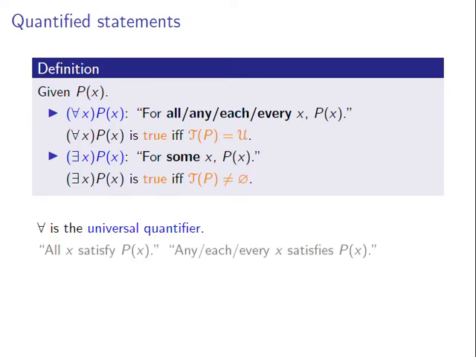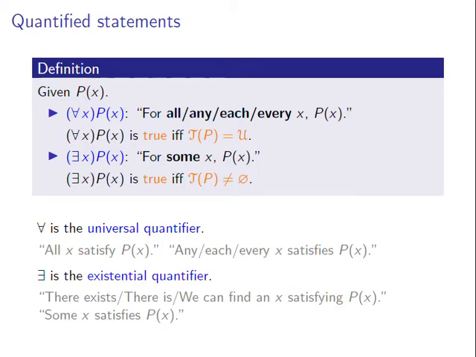The quantifier for every is called the Universal Quantifier and is denoted by the upside-down letter A. The word every could be replaced by the words all, any, and each. The sentence for every x, P of x could also be stated as all x satisfy P of x, any x satisfies P of x, each x satisfies P of x, or every x satisfies P of x.